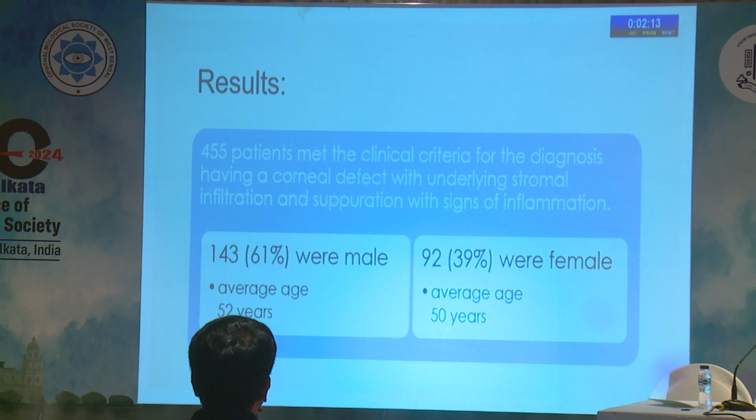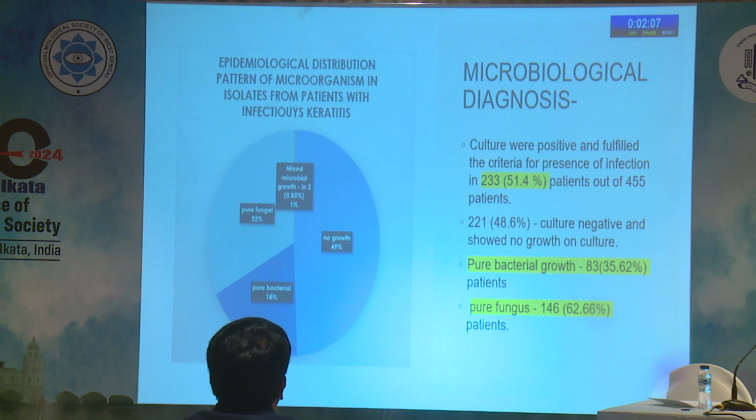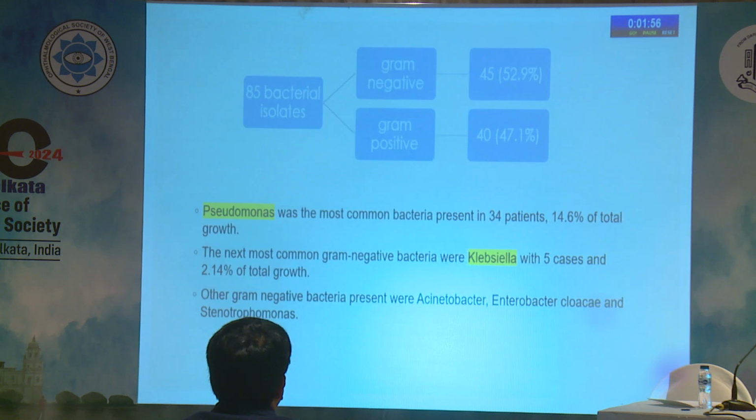No financial disclosures. Results: out of 455 patients, 143 were male, and culture positivity was seen in around 233, that is 51% of the patients. Pure bacterial growth was seen in around 35 patients, and in 62 the predominant growth was purely fungus. Among the bacterial isolates, gram negative was seen in 52% and gram positive in 47%.